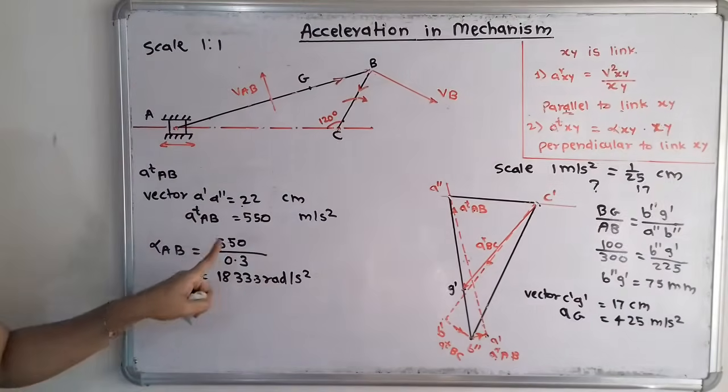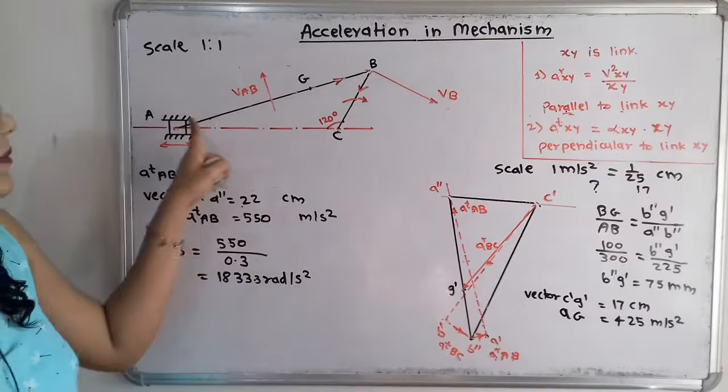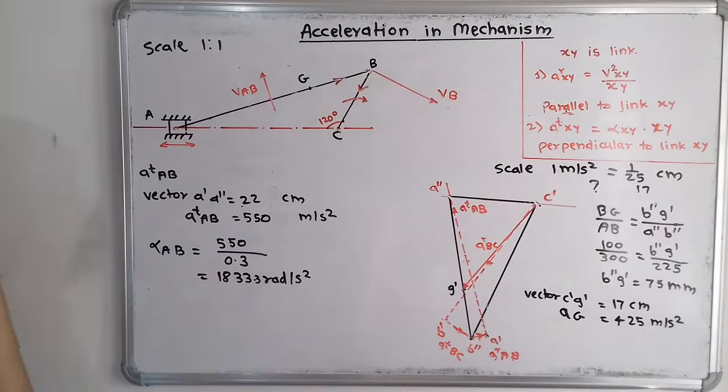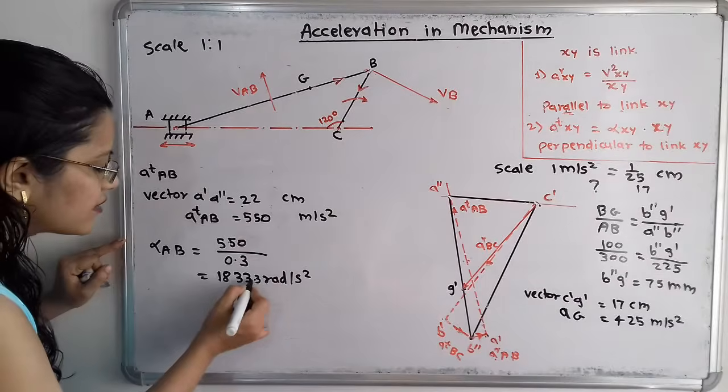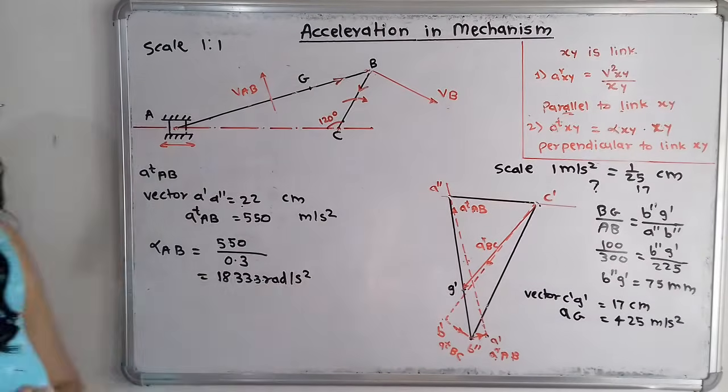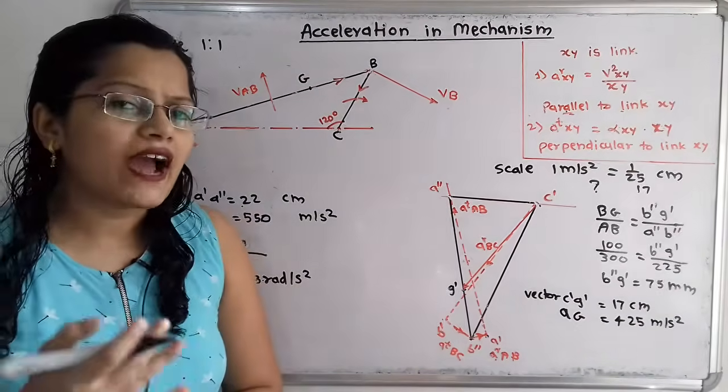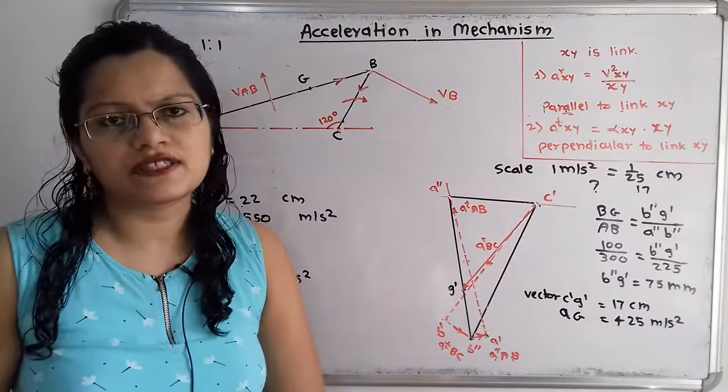So alpha AB is equal to this 550 divided by length AB, that is 0.3. So this value is 1833.3 radians per second square. Now we have to find out what is the direction.